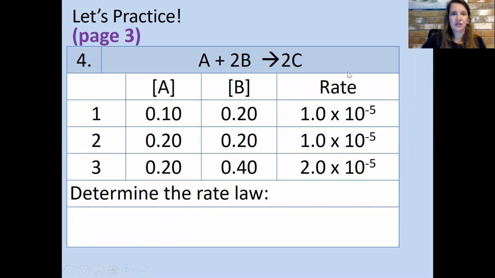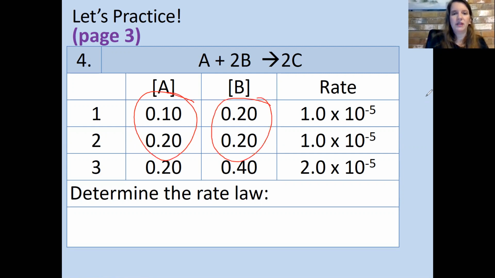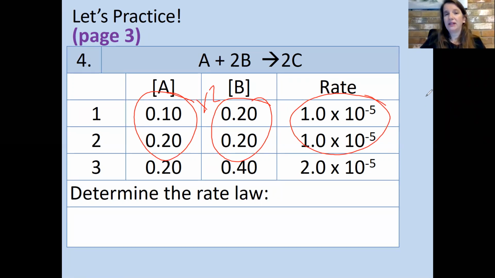All right, so this next example, example 4, again, we want to look to see where the concentration of one thing is changing, the concentration of the other thing stays the same. So in trials 1 and 2, the concentration of A is changing, the concentration of B stays the same. So any change on the rate would be based on concentration of A. Well, A is doubling, and you can see when you look at the rate here, the rate doesn't change. So what that means is that changing the concentration of A has no effect on the rate. So that means A is not going to be written in the rate law.